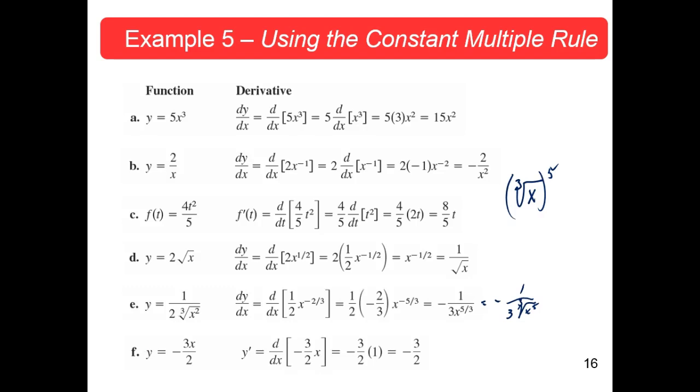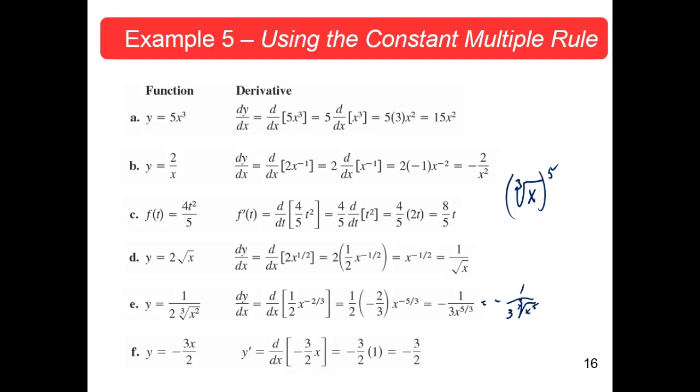Negative 3 halves. That's not the easiest one up there, just about, is it? Negative 3 halves is your coefficient. X is your variable. The derivative of x is 1. Negative 3 halves. Perfect. Exponent times coefficient: 1 times negative 3 halves. Drop the exponent by 1, x to the 0 is 1. Negative 3 halves. They were getting harder all the time, but then they eased up on you big time.